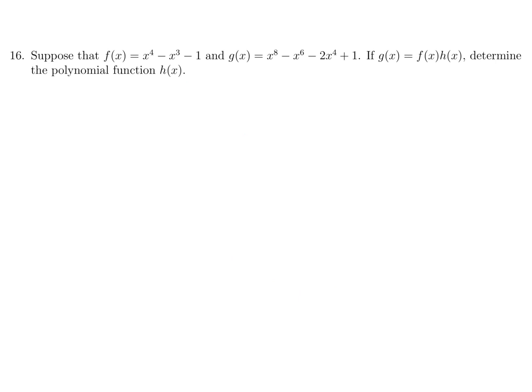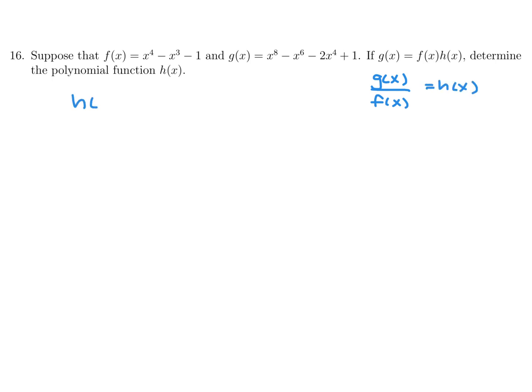Suppose that f of x is x to the power of 4 minus x cubed minus 1, and g of x is x to the power of 8 minus x to the power of 6 minus 2x to the power of 4 plus 1. If g of x is equal to f of x times h of x, what is the polynomial h of x? Okay, so I guess we are looking at g of x over f of x. That is h of x. And I have to figure out what that is.